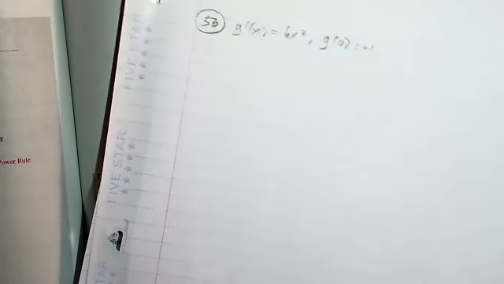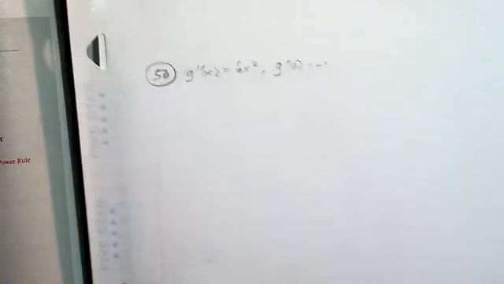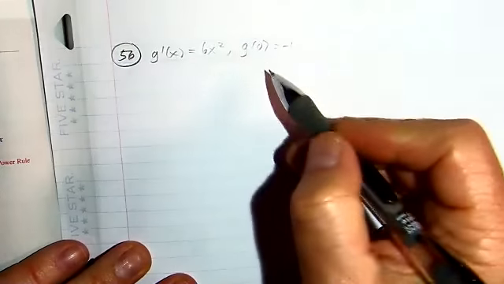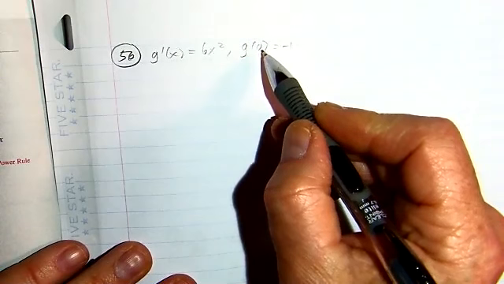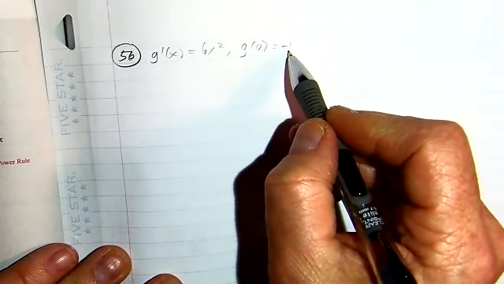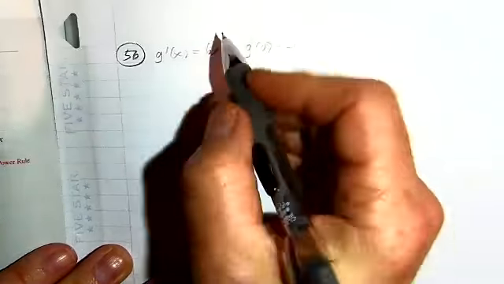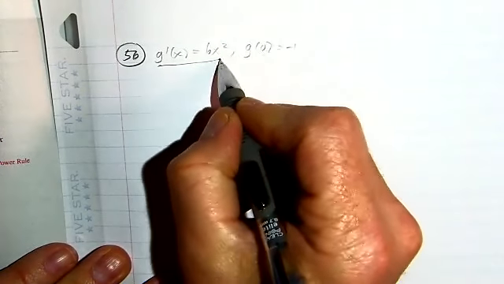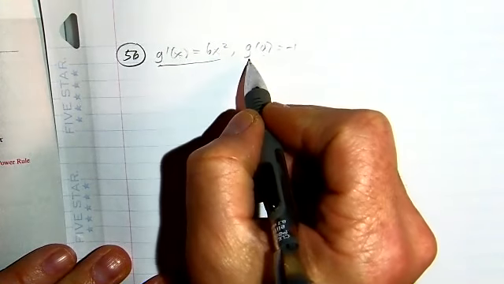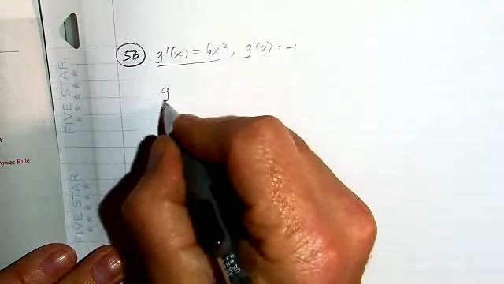Okay, and then lastly, number 56. This is something called a differential equation with an initial condition. The initial condition just tells us that 0 is our value of x, and we know the value of the g function when the input is 0. So we're starting here. We know the derivative of the function g is 6x squared. Our goal is to find what g is.